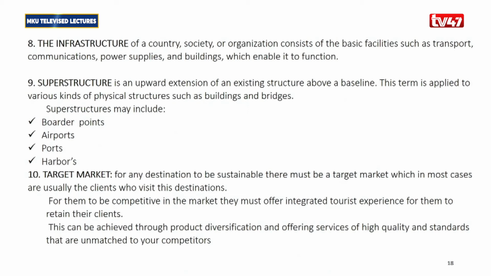Those automatically are amenities. We have infrastructure. A good destination must have infrastructure. These are normally facilities that enhance the functionality of a given locality. They're normally represented by water and sewerage systems, transport and communication systems, power supplies, and buildings in that kind of destination.